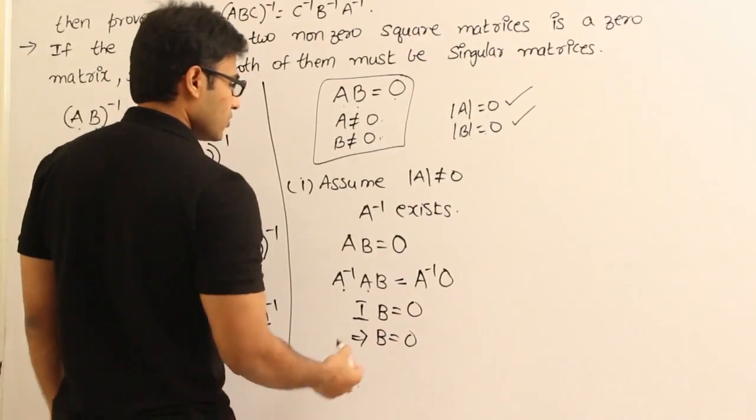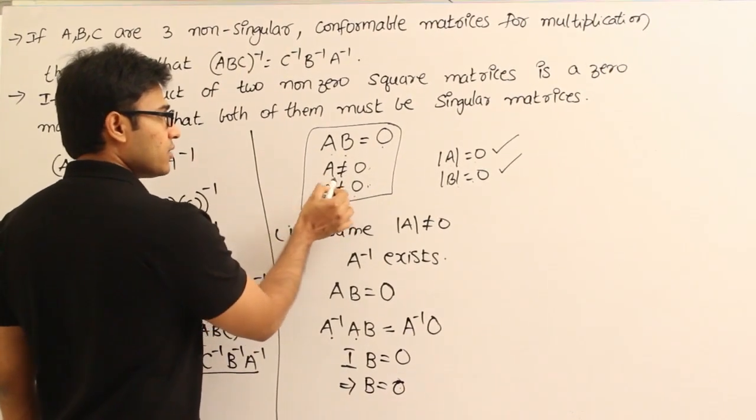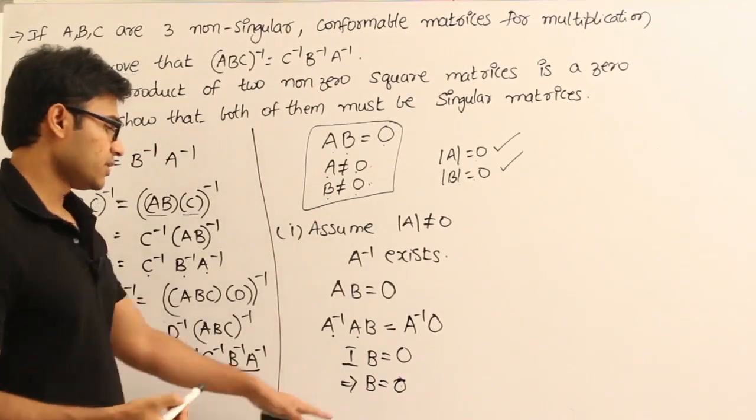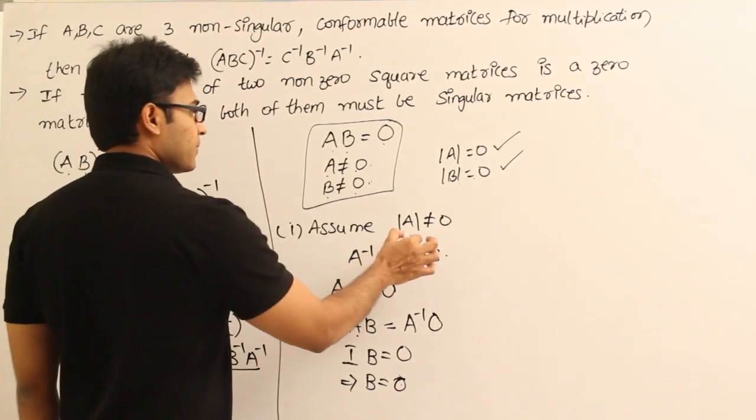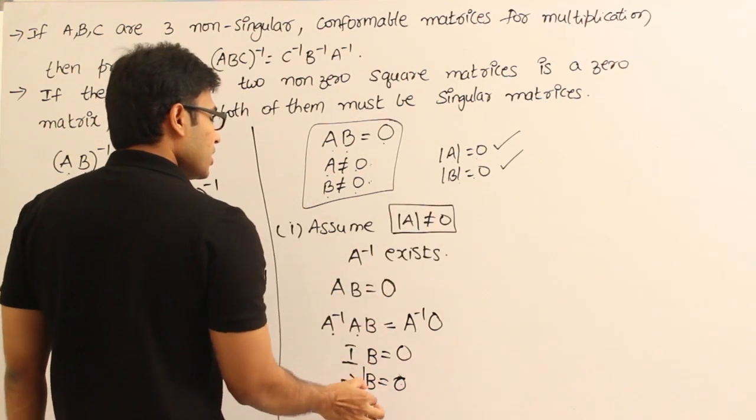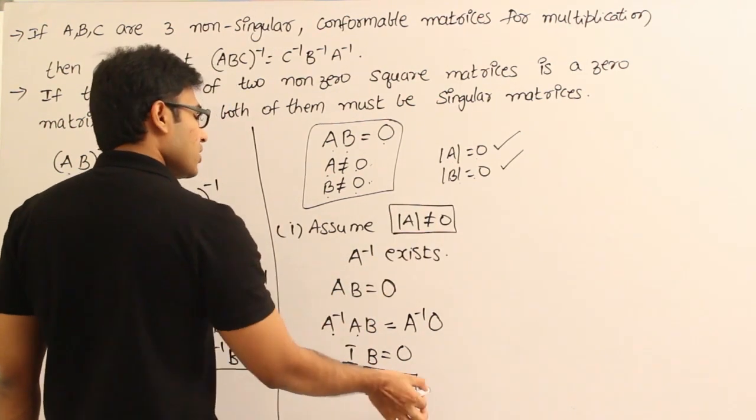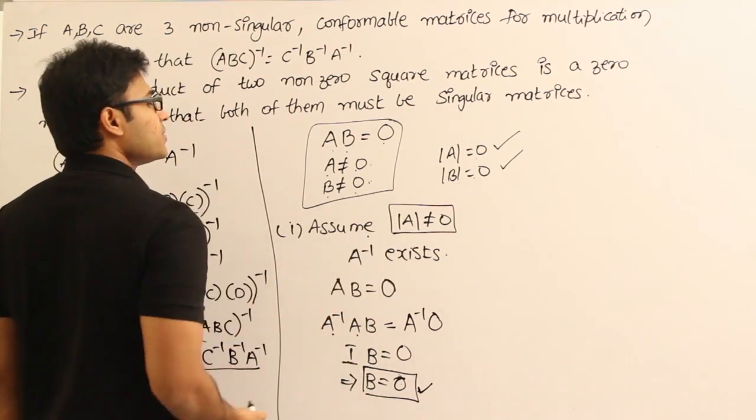B equal to 0, which is a contradiction because we already know that B is not equal to 0 matrix and A is not equal to 0 matrix. By assuming that A is not equal to 0, we are able to prove that B is a 0 matrix, but it is already known that B is not a 0 matrix. Therefore, our assumption must be wrong.